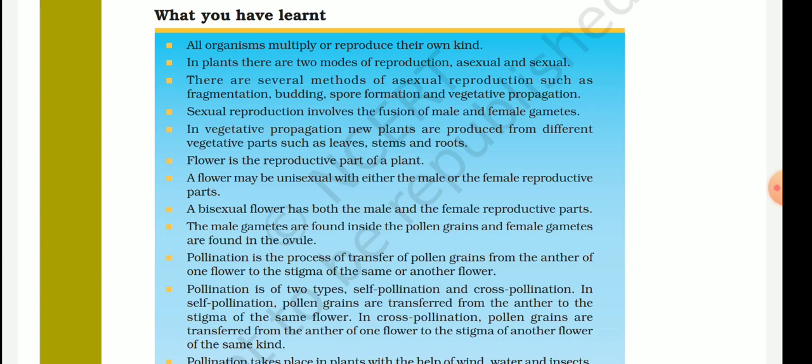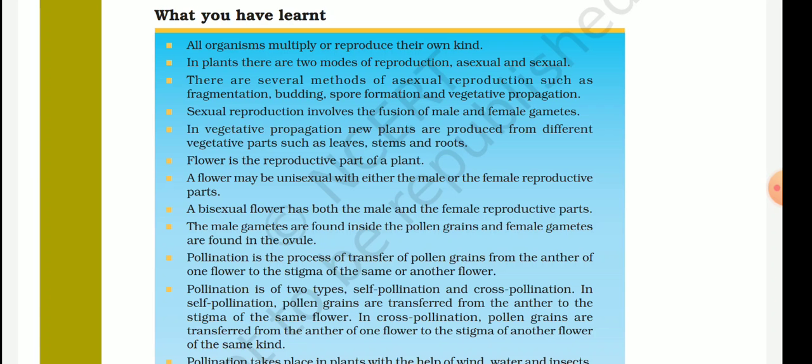Next, in vegetative propagation, new plants are produced from different vegetative parts such as leaves, stems, and roots. When we were discussing the chapter, I told you there are two kinds of parts, the vegetative part and the reproductive part. The flower is considered to be a reproductive part, and the rest of the things like leaves, stems, roots, etc., are considered to be the vegetative part. When other parts, for example leaves, stems, and roots, take part in reproduction, then that kind of reproduction, or new formation, is known as vegetative propagation. And when the flower takes part in reproduction, then that is known as sexual reproduction.